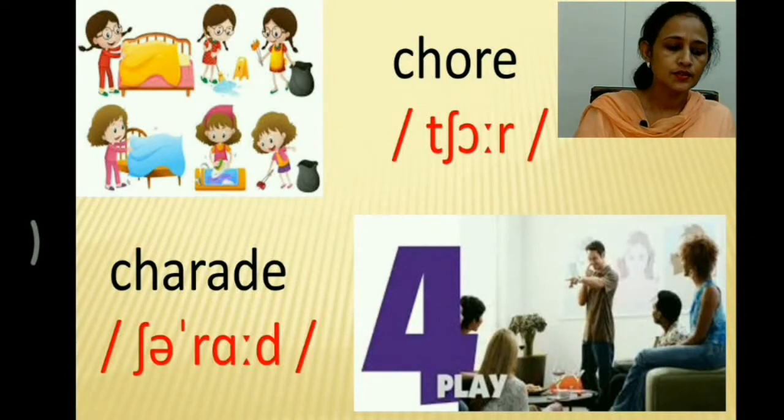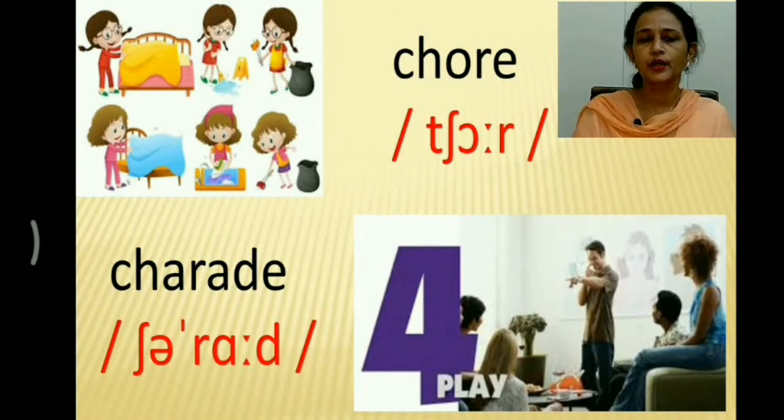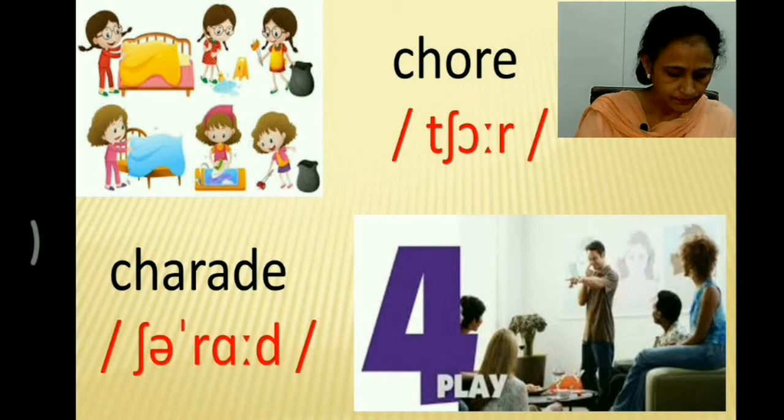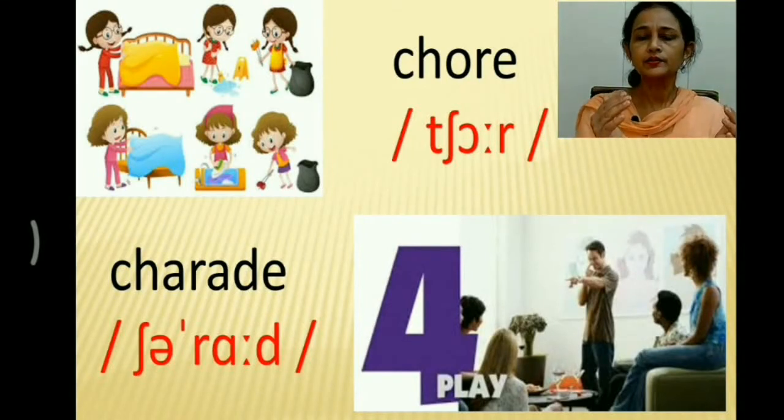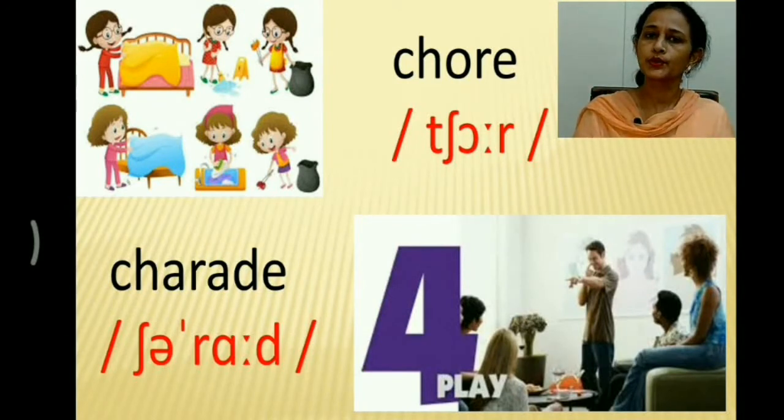Charade. So you see here CH is pronounced as sh. So the first word is chore, as in chair, and the second one is charade. So that's how IPA helps us to pronounce the words correctly. Once you become familiar with all the symbols of the IPA, it will become very easy to pronounce the words correctly.